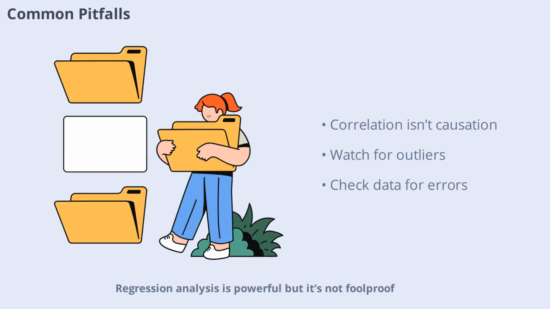Regression analysis is powerful, but it's not foolproof. One common mistake is confusing correlation with causation. Just because two variables move together doesn't mean one causes the other. Outliers or unusual data points can also distort your results. It's important to check your data carefully and not jump to conclusions. By being aware of these pitfalls, you can use regression analysis more effectively and avoid common errors.